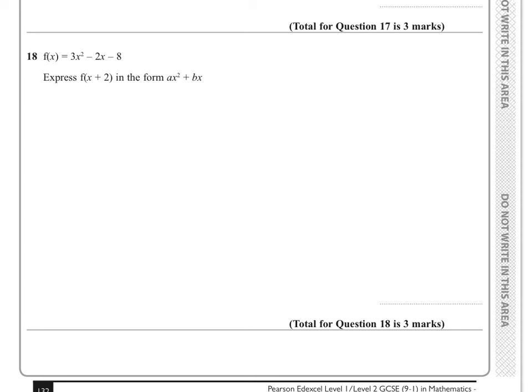Question 18. We're given a function of x as a quadratic here, 3x squared minus 2x minus 8. If you wanted to find f of 2, for example, that just means wherever you see x, it has to be given the value 2.